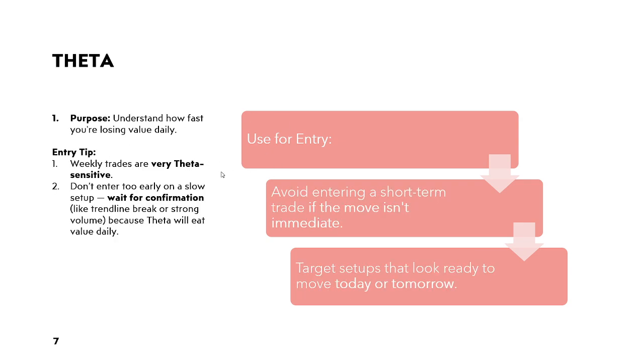When it comes to theta, obviously weekly trades and daily trades are the most affected by theta. And then of course it's weeklies, then monthlies, and then LEAPS, right? So theta is the easiest one to understand. If you want to avoid entering a short-term trade where the move isn't immediate, because you will get theta decayed, alternately known as theta clapped. You don't want that to happen.